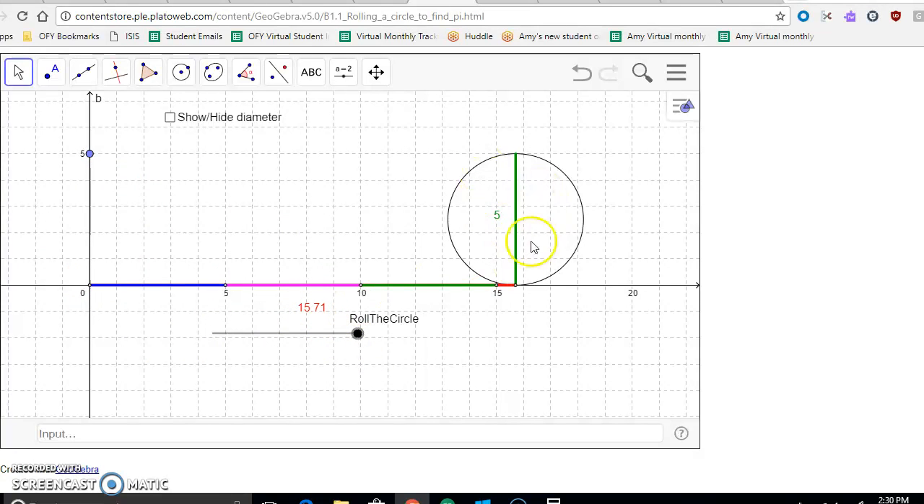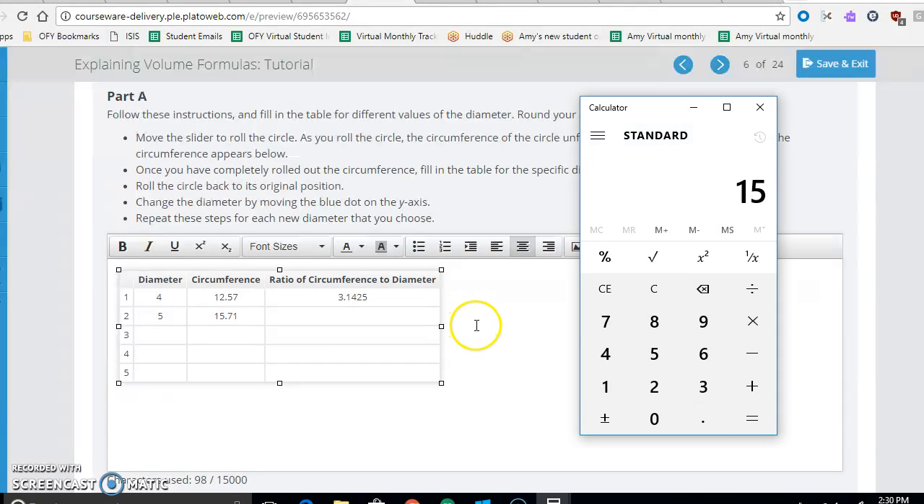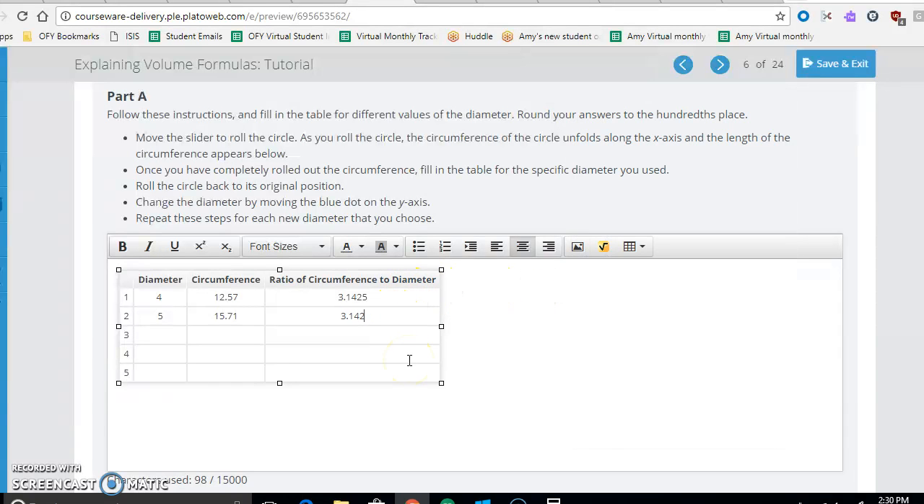So I'm going to put 5 for the diameter, 15.71 for the circumference. 5, 15.71. Now the ratio is going to be 15.71 divided by 5, 3.142. And then you're going to do that same process for the rest of them.